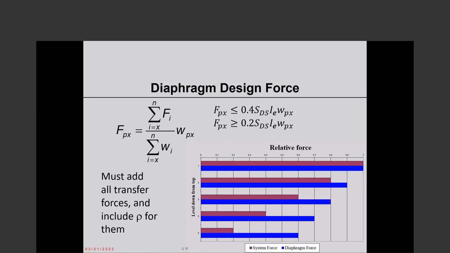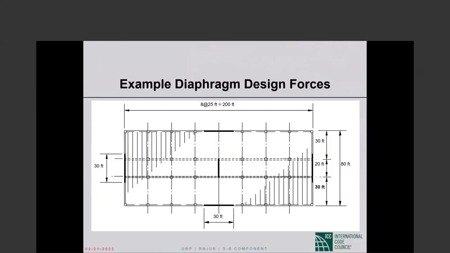Okay, diaphragms are much more susceptible to higher mode effects, and those effects will impose higher forces on the diaphragms. Anyway, that formula we have used for a long time gives you the diaphragm design force distribution as shown in the picture. I will do an example here.